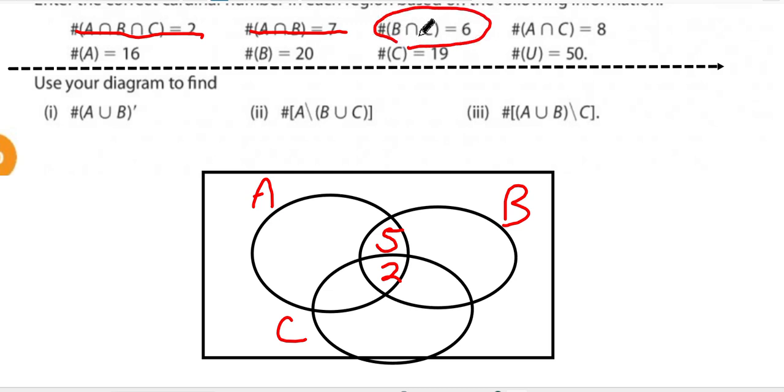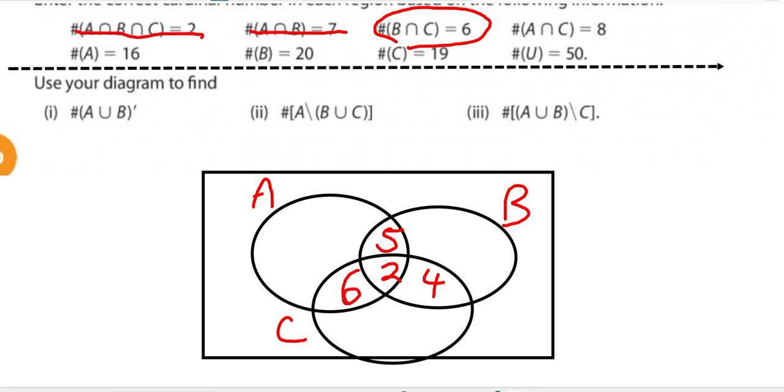B intersection C has to add to 6. That means this region here has to add to 6. So 4. This region here has to add to 8, which means 6. Everybody okay with the first part?